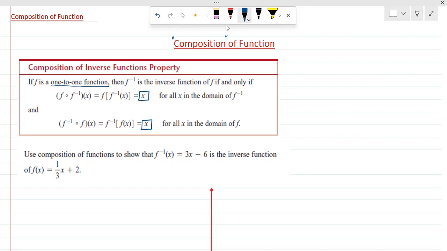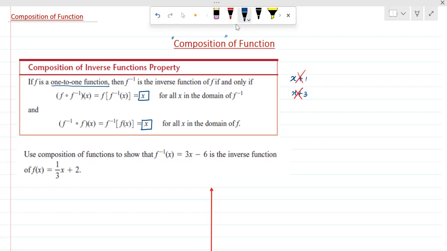So when you take the composition, if the final answer is x, we say it is an inverse. If you get something like x plus 1 or x plus 3, then it is not the inverse of each other. Let us start with the first problem.